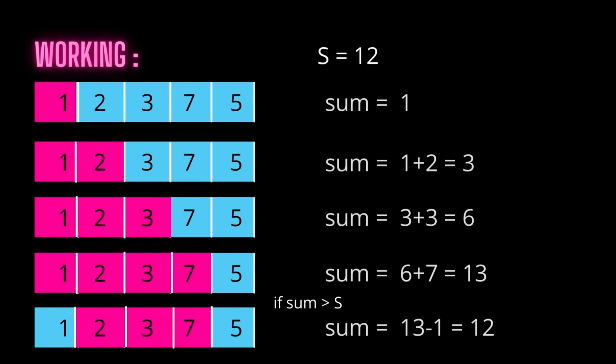Now 13 is greater than the variable s. So at that condition, when the sum is greater than the s, we subtract the value from the starting of the array to make it equal to the s.